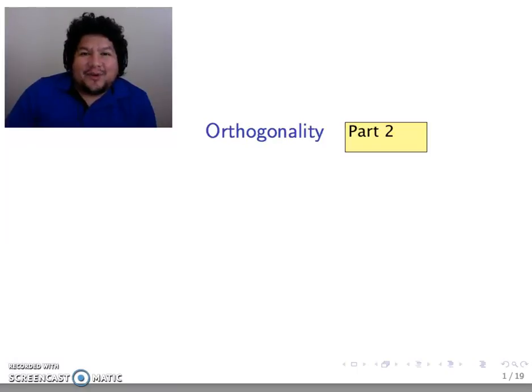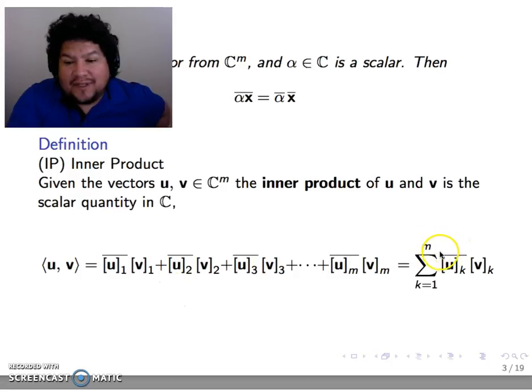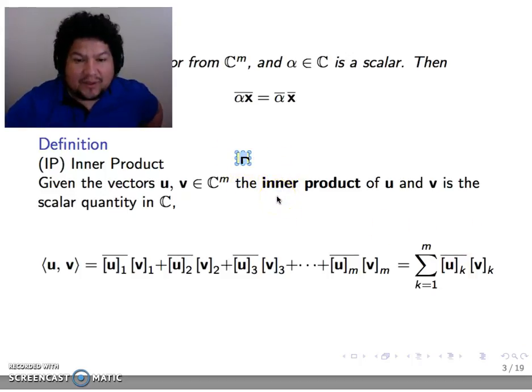Hi, this is Orthogonality Part 2. So inner products are defined in terms of the summation of the product of each entry of the two vectors involved in the inner product. The order in which they're involved matters, and this formal definition, sometimes you will see in the literature, is actually called the Hermitian inner product.